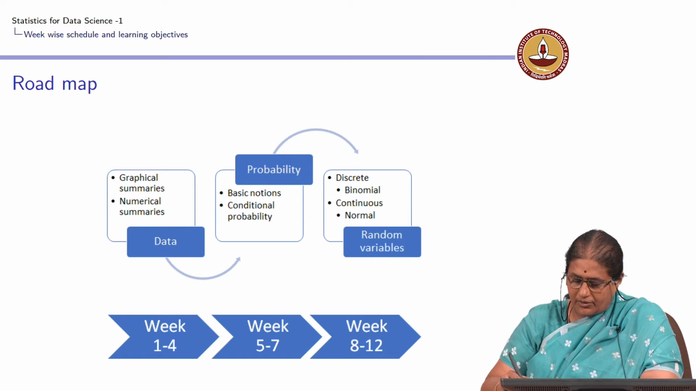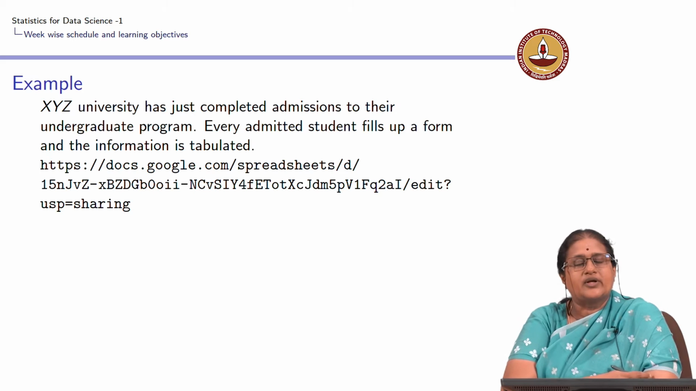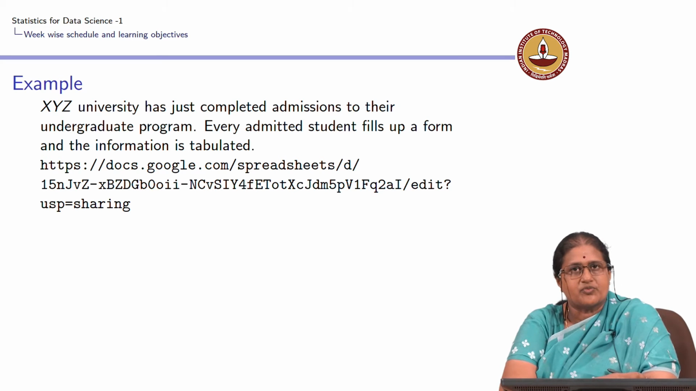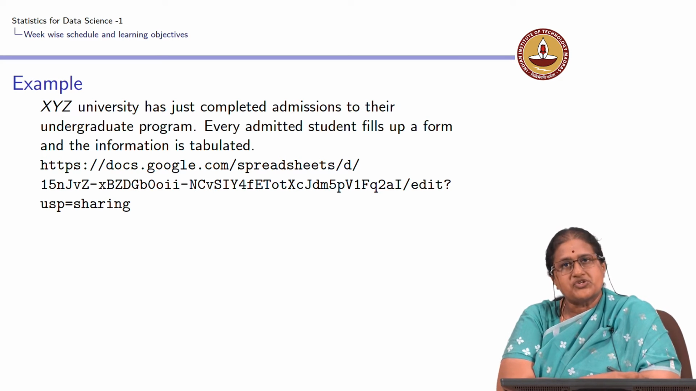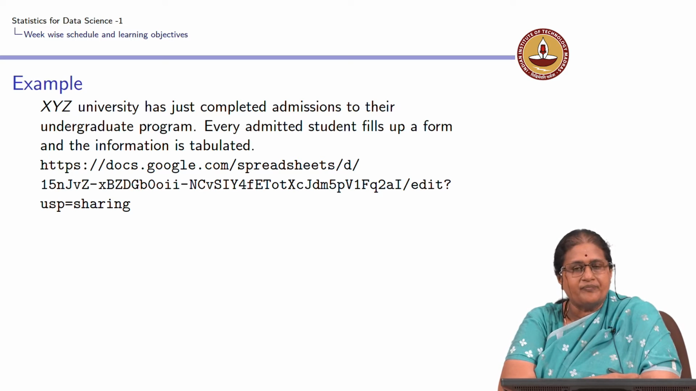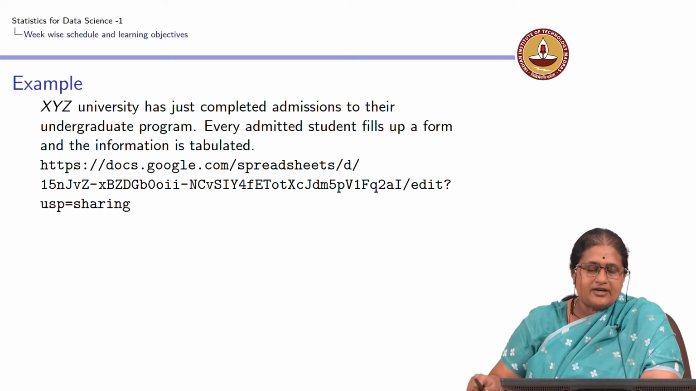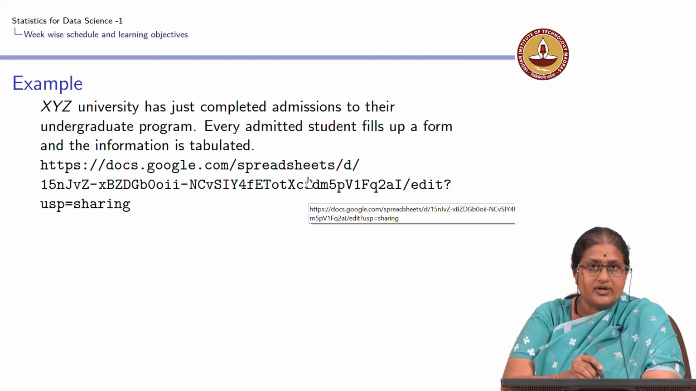So, what we are going to do now is start with what to expect from the course and give a week by week expectation, setting the expectations for the course. Let us look at a very simple example where I have a university, let me call it XYZ university, which has just completed the admissions to their undergraduate program. Every admitted student is asked to fill up a form and the following information is tabulated. So, the minute I say information is tabulated, you can see that.